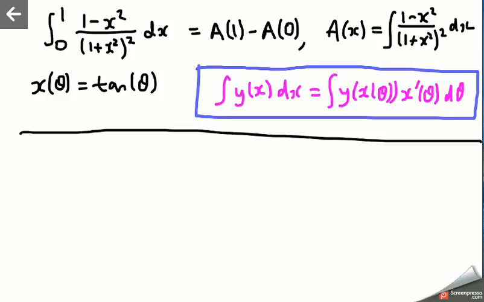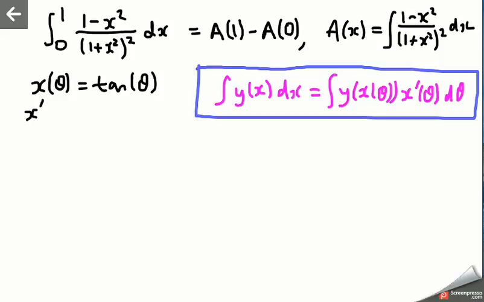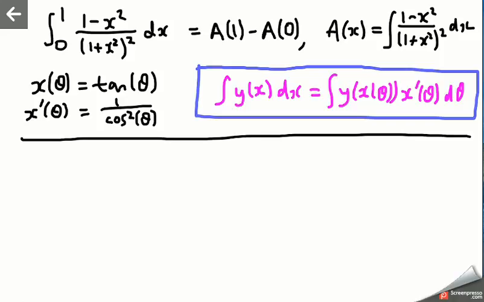So, how should we do this? Well, the most useful thing to calculate first is actually x prime of theta. All we need to do to calculate this is differentiate tangent of theta, and go back and check the differentiation of trigonometric functions if you've forgotten how to do this. It's actually just 1 over cosine of theta squared, which another way to write is secant of theta squared. But I'm just going to keep it as 1 divided by cosine of theta squared.